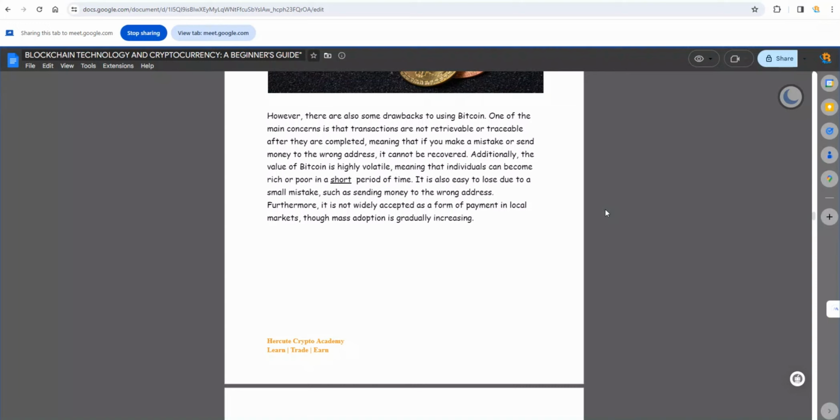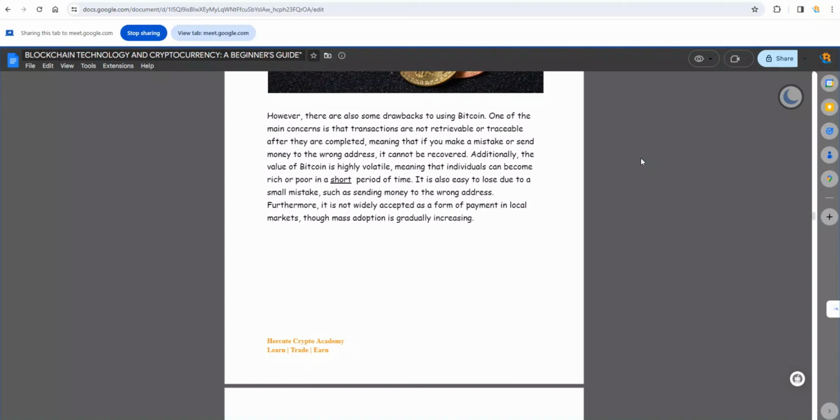Now, in addition to that, the value of Bitcoin is highly volatile, meaning that individuals can become rich or poor in a short period of time. I'm talking about a short period of time, and you can see I've underlined the term short, because cryptocurrency, remember, is still in its early stages, and there are a lot of emotions within the industry, because some governments are trying to fight it, other governments are trying to support it. So this back and forth between different governments is causing a lot of volatility. But if you look at the overall trend of how Bitcoin has been behaving over the last 12 years, it's actually on an uptrend.